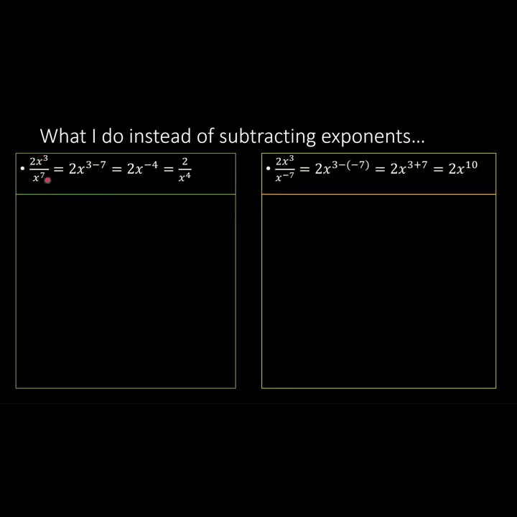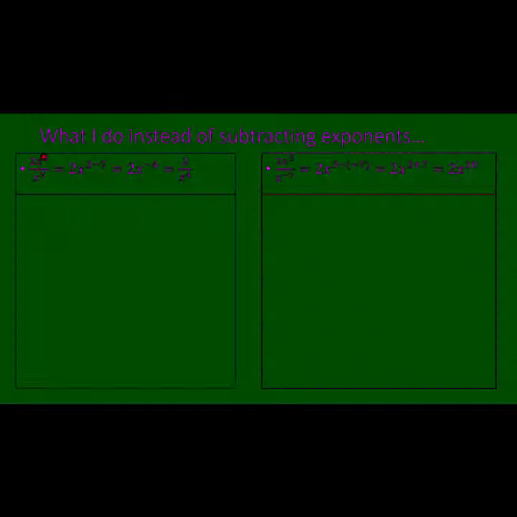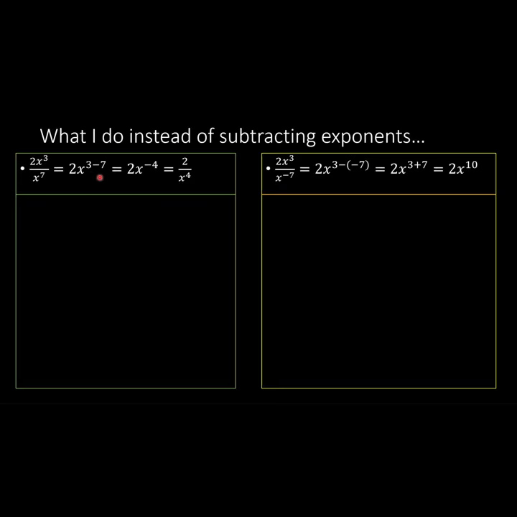Now, take for example the problem in the green here where you might be asked to simplify this. Well, one of the ways you can do that is to recognize that we can subtract the exponents. So we do 3 minus 7. 3 minus 7 gives us -4, and then we have to kick that -4 down into the denominator to get x to the fourth. So we get 2 over x to the fourth.